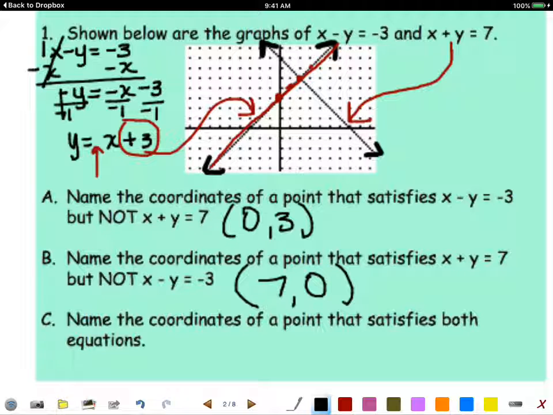There's one solution that will work for both of those, and that is where the two lines, what? Intersect. So, Bryson, that would be at? 2, 5. Yes, good.